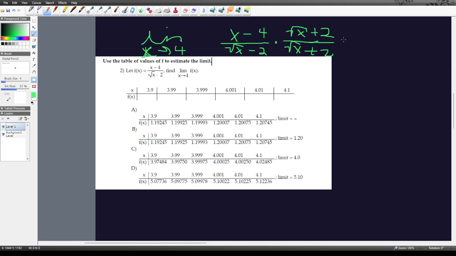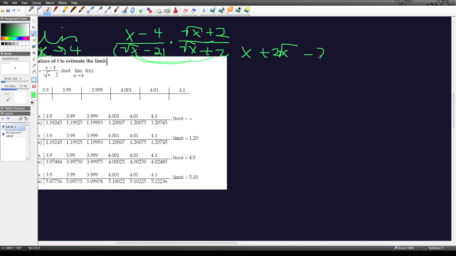Okay. We're going to do some algebraic manipulation. We're going to distribute in the denominator: x plus 2 square root of x, minus 2 square root of x, minus 4. Where am I getting these numbers? I'm getting it from distribution.